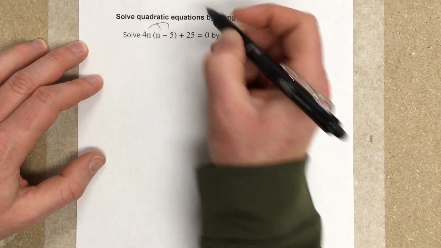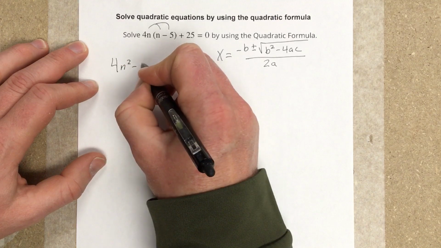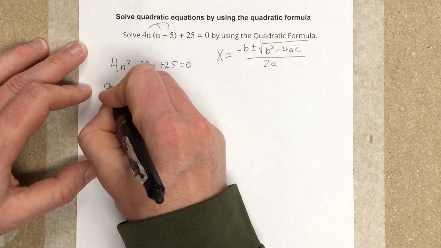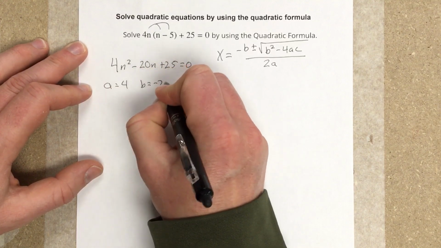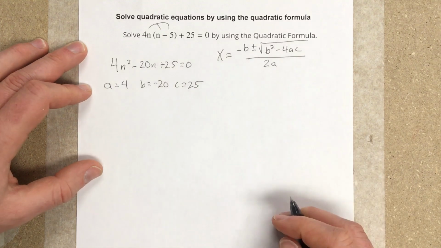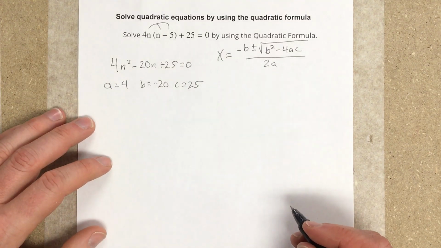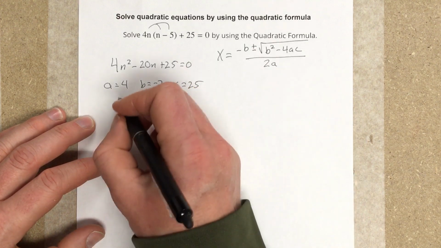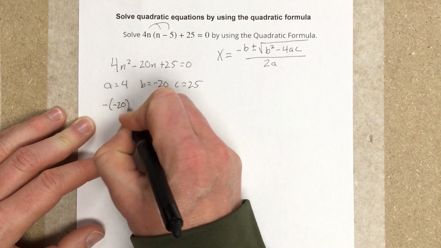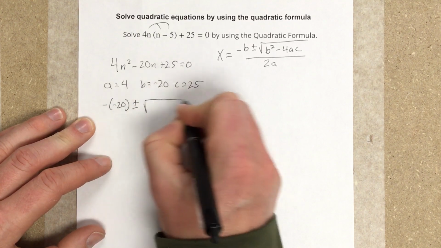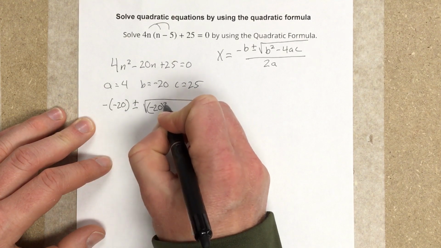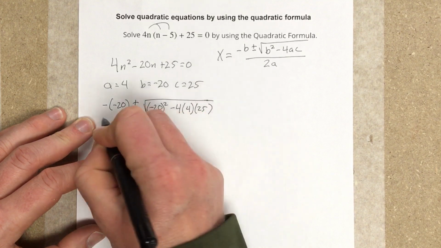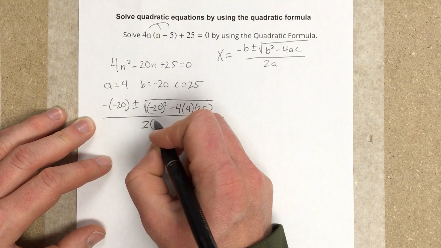We're going to distribute here to start. So we get 4n squared minus 20n plus 25 equals 0. So a is equal to 4, b is equal to negative 20, and c is equal to 25. Let's go ahead and plug in what we know. So we end up with negative 20 for b plus minus root negative 20 squared minus 4 times 25 all over 2 times a, which is 4.